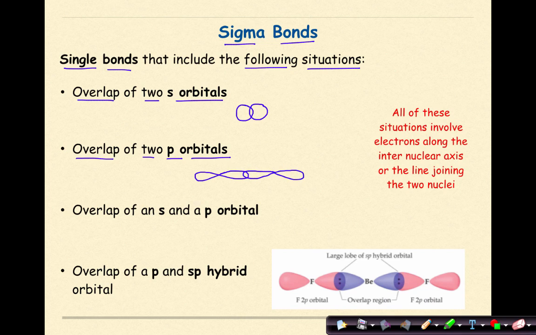So something like a situation of maybe Cl2, where each Cl has 7 valence electrons. So if they overlap, they complete their octet. An overlap of an s and a p orbital, or an overlap of a p and an sp hybrid orbital. And we've seen this before with the situation of BeF2. All of these situations involve electrons along the internuclear axis, or the line joining the two nuclei. And we'll point out in future diagrams what we mean by internuclear axis.